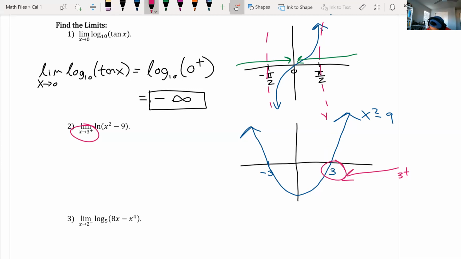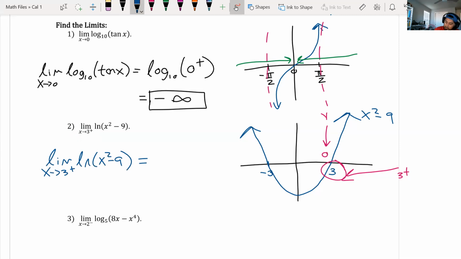Make that a little prettier, right? Y approaches 0. Which means if we come back to our log, I would say the limit as x approaches 3 from the right of the natural log of x squared minus 1 becomes the natural log of 0. But we can't take the natural log of 0, so we have to say the natural log of 0 from the what?